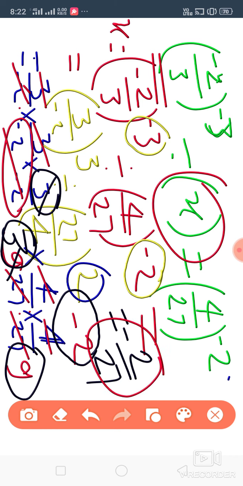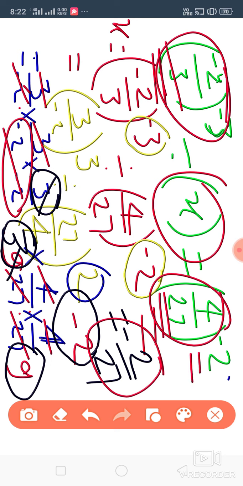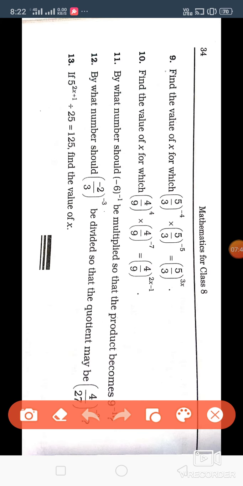Okay, so whatever result we have got, this much we have divided by 4 by 27 to the power minus 2, and this is your final answer, minus 2 by 27. So I hope this is clear to you. Now come to this part, question number 13.